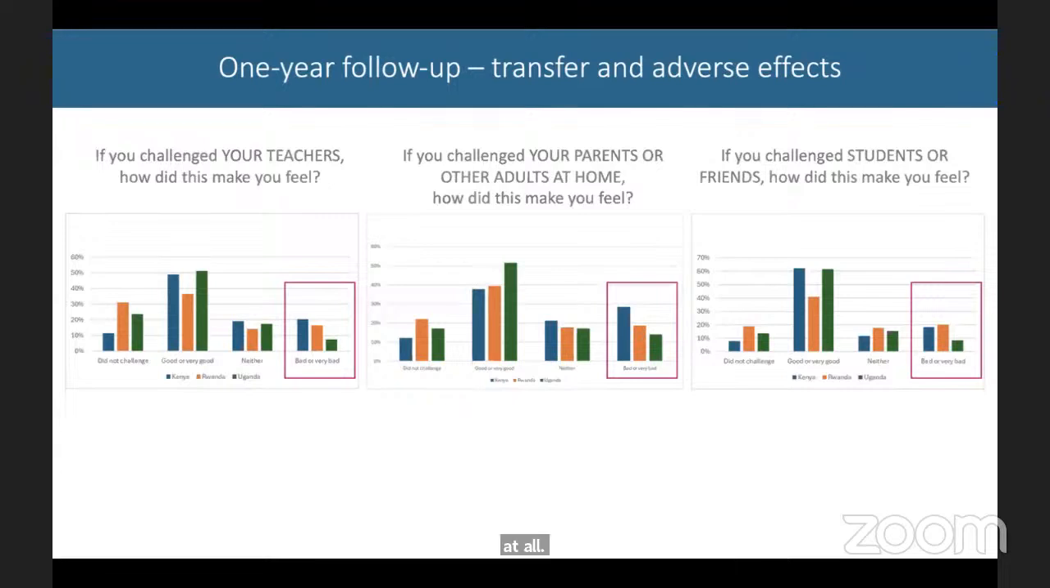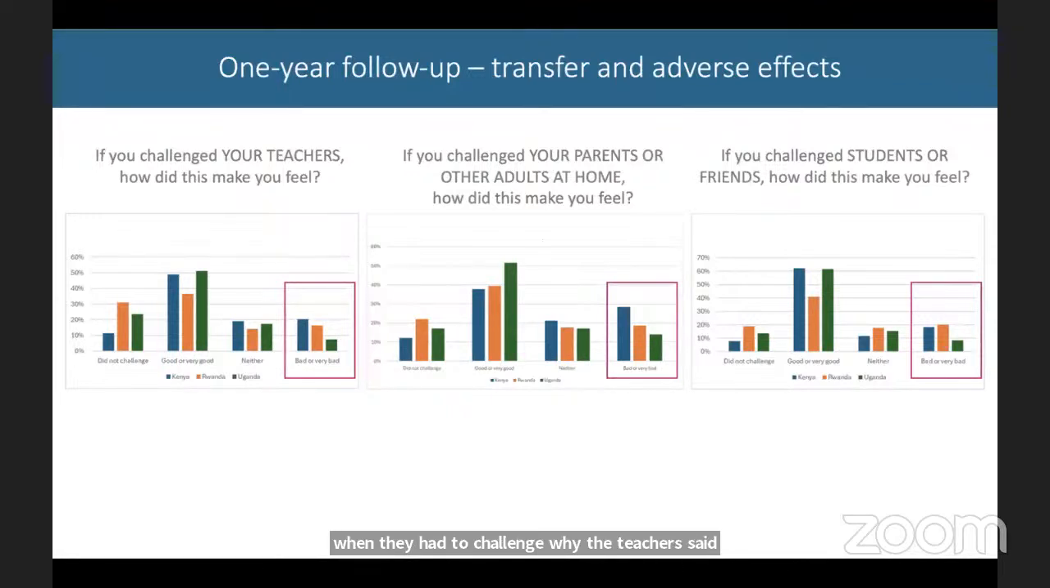We were also interested in understanding what the students learned, if the students felt that when they challenge their teachers or when they challenge their parents or adults at home or their fellow students, how they felt. And as you can see from these findings, very few students, like 20% or less across the 3 countries, felt bad or very bad when they had to challenge what the teachers said.